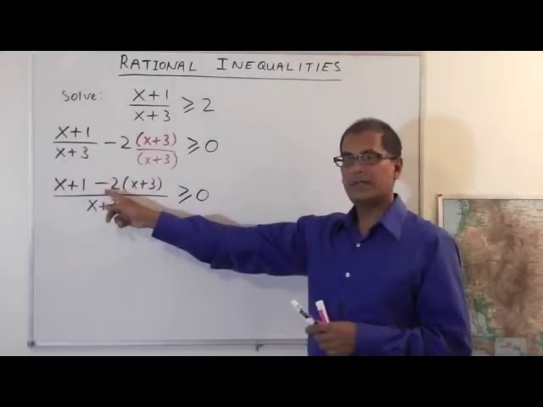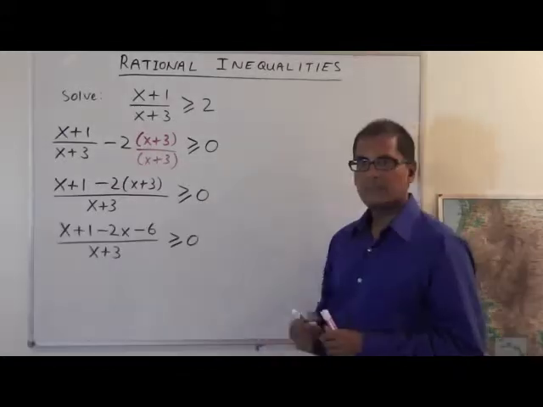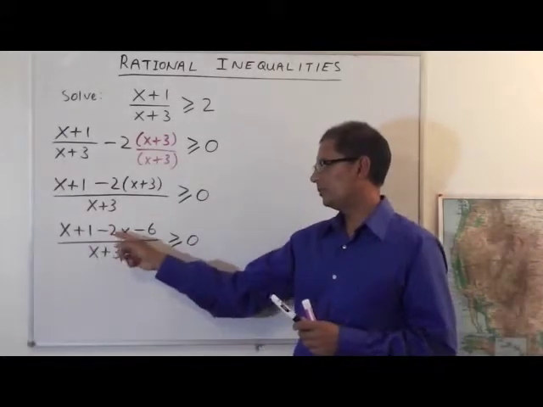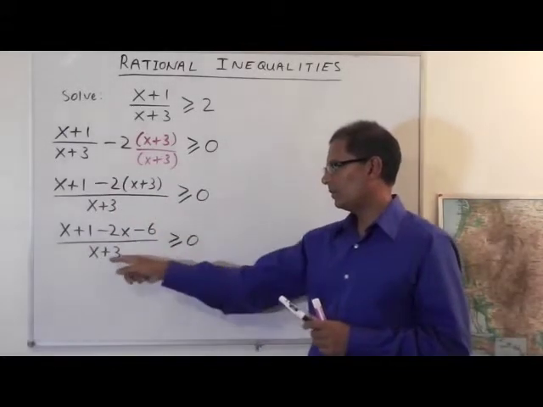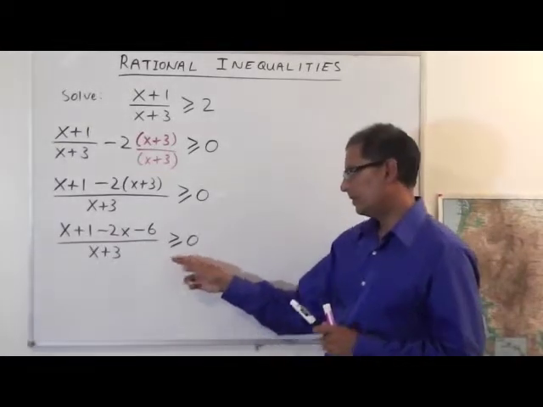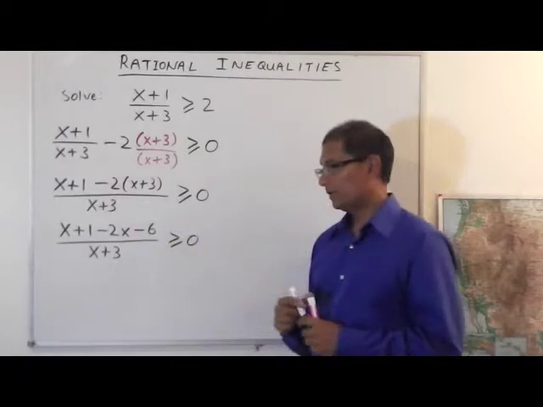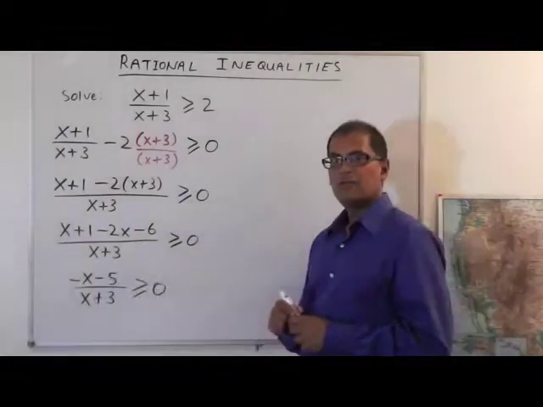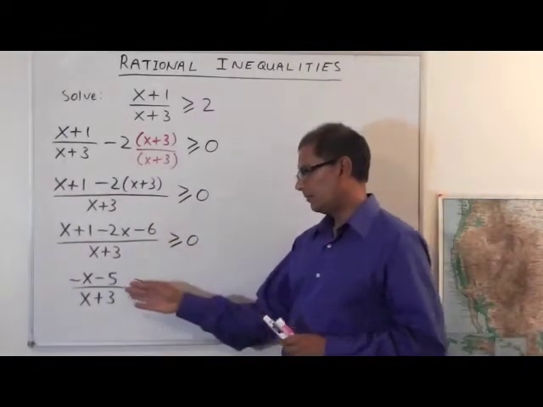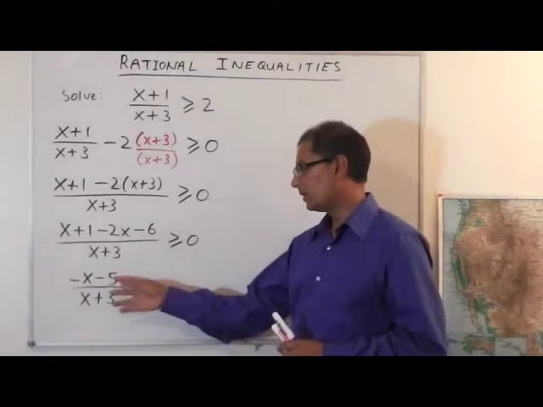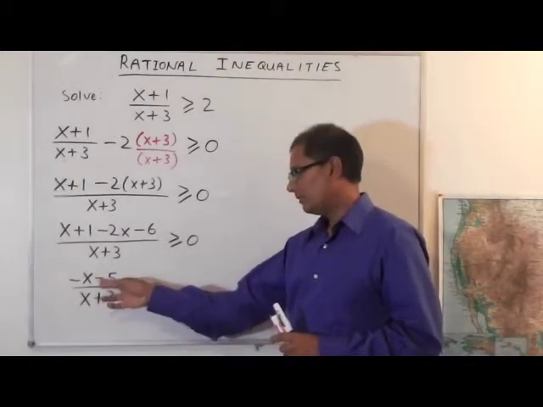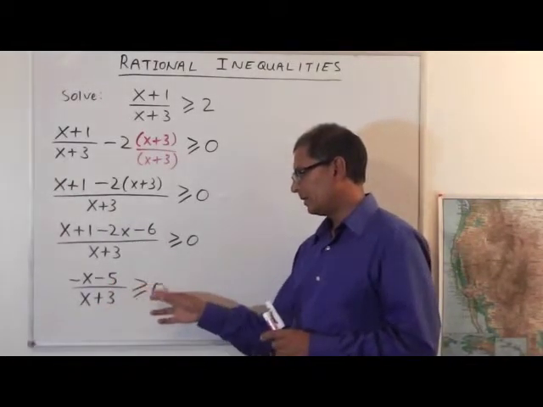I have to multiply negative 2 through the parentheses to get x plus 1 minus 2x minus 6 over x plus 3 is greater than or equal to 0, and then we'll have x minus 2x is negative x, and 1 minus 6 is minus 5. So here's my simplified rational inequality. We have minus x minus 5 over x plus 3 is greater than or equal to 0.